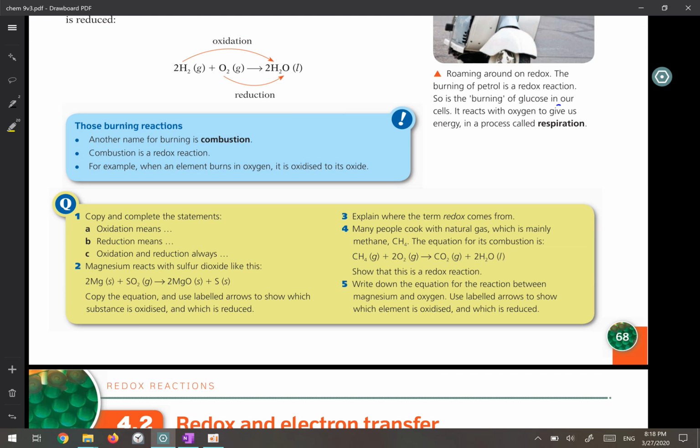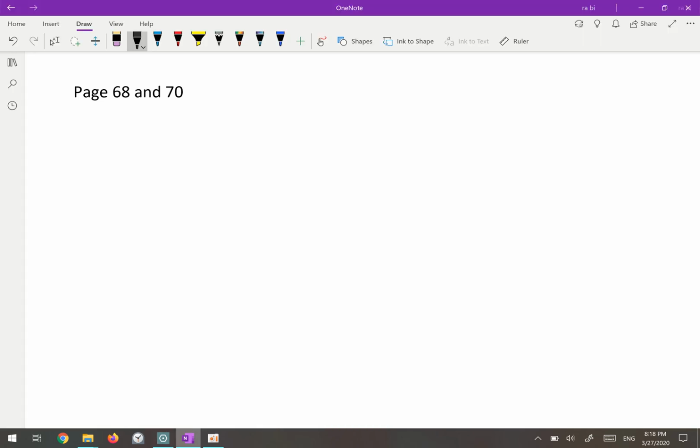In this video, I'm going to answer questions on page 68 and 70, and you can check your answer to see whether you got the correct answer for these questions or not. Question number 1 on page 68 says copy and complete the statements. Oxidation means, in part B says reduction means. We had three definitions for oxidation and three definitions for reduction. I can answer them here.